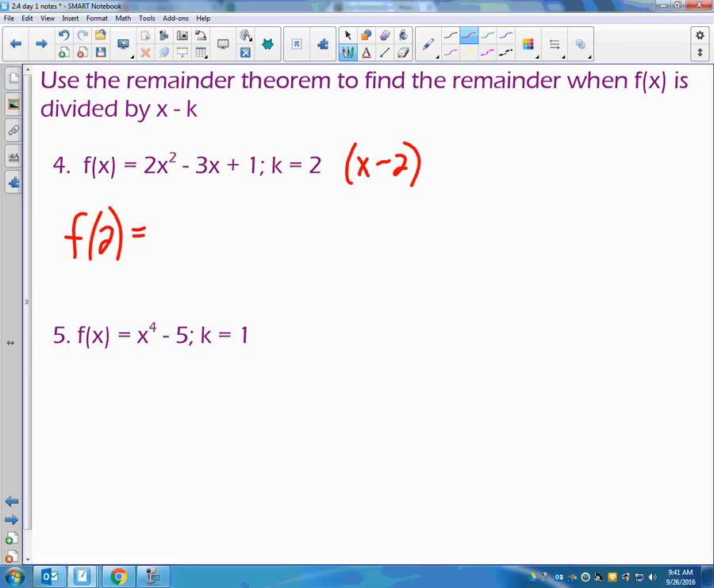If I plug 2 in there, and this is where when you have a calculator, it's probably way faster than doing division, and maybe way more accurate than making mistakes with your signs with division. But you're just plugging it in. So if I plug 2 in there, 4 times 2 is 8. Minus 6 plus 1, which gives me 3. So is x minus 2 a factor of this polynomial? No, because this is not 0. It's only a factor if that equals 0. This doesn't ask me that. It just says, what is the remainder? The remainder is 3.